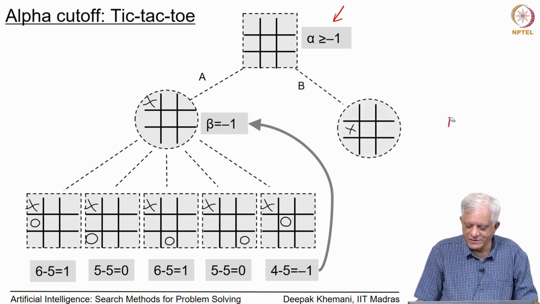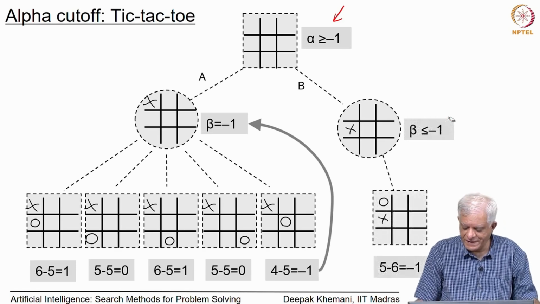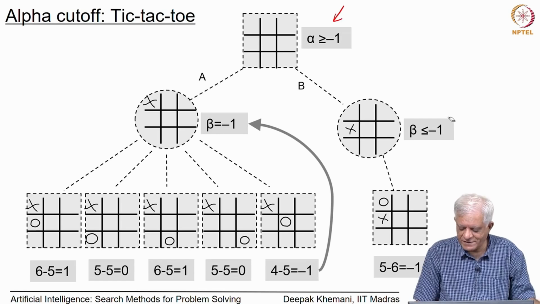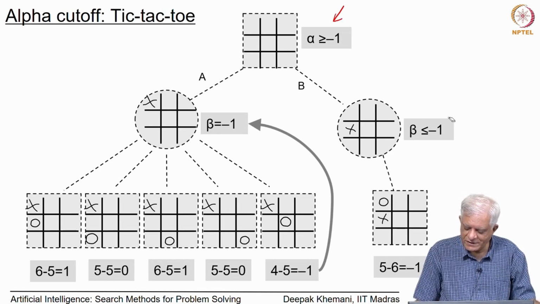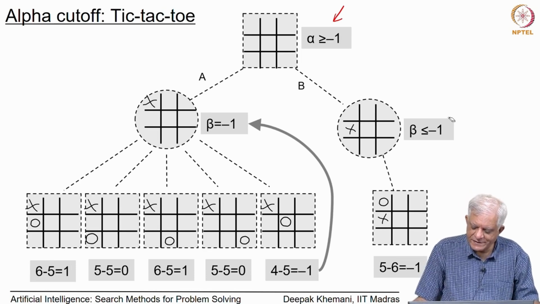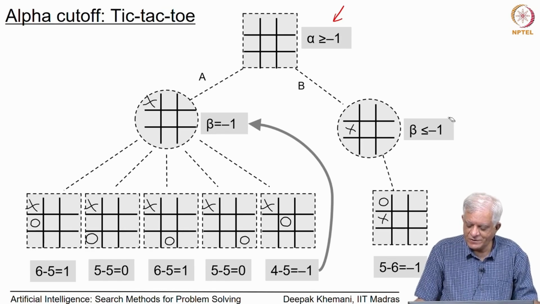It looks at the second possibility, which is to place a cross on a side, and generates the first child of that node, which is, let us say, that min is playing a nought in the corner, and as you can see the value of that node is -1. Which means that the value of this beta node B is going to be less than or equal to -1. Now, you compare these two values.